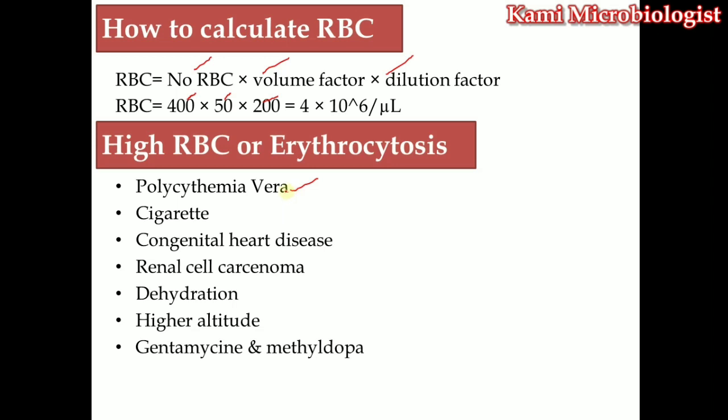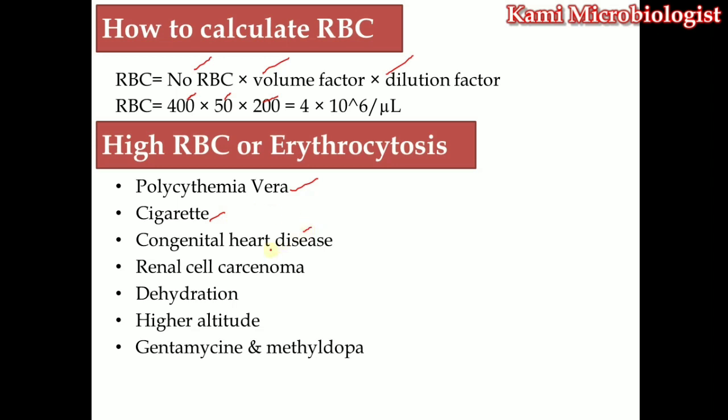It is actually a bone marrow cancer, which can produce a large number of RBCs. Then we have cigarette smoking. Remember, guys, when we inhale smoke, carbon monoxide also gets internalized, and it will block oxygen attachment to the RBC. Due to this, the RBCs increase in number.